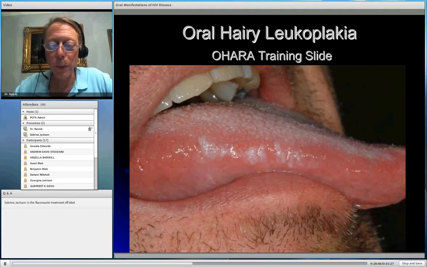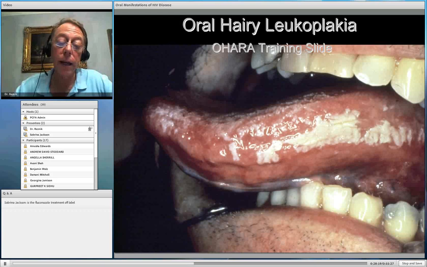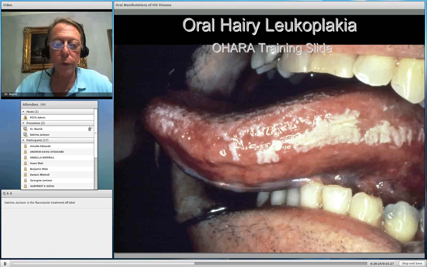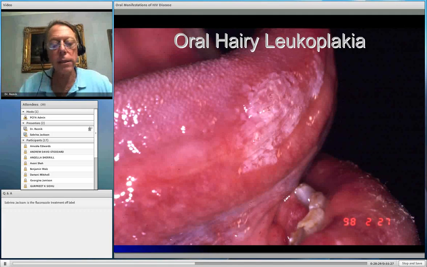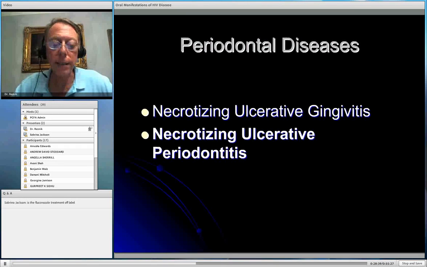It's a white lesion, lateral border of the tongue that will not wipe away. It shouldn't really be biopsied. It doesn't present in patients who have undetectable viral load. This is actually what it appeared like, as I would say, back in the day. For somebody who has not been in care and they show up with a very low CD4 count, you still might see this white corrugated lesion on the lateral borders of the tongue, but this is more like what we see today. There really is no treatment other than getting them on a good antiretroviral regimen. You can use high-dose acyclovir. It will lessen the symptoms, but the lesion will come back.